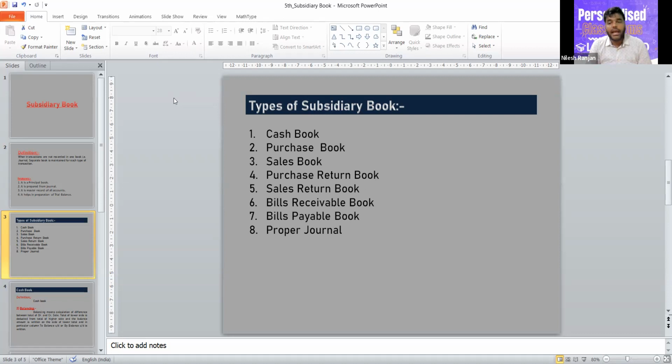And if the sale transaction is in cash, then the sales return is also a cash transaction. So in the sales return book, we will only record those returns which are related to credit sales. Next is bills receivable and bills payable. Do you know what it is?